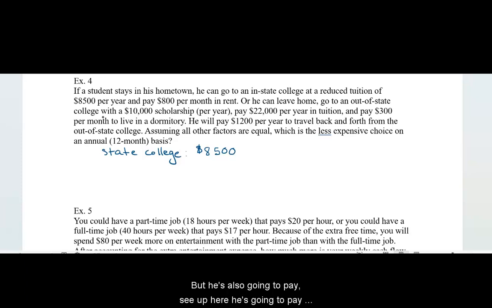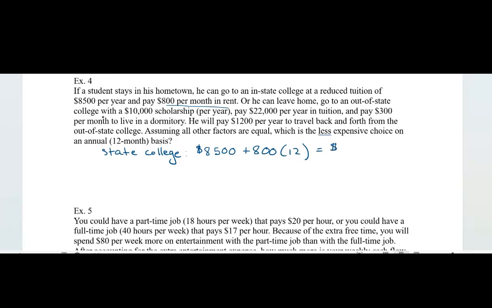But he's also going to pay, see up here, he's going to pay $800 per month in rent. That would be 800 times 12. So this expense is going to be $18,100.